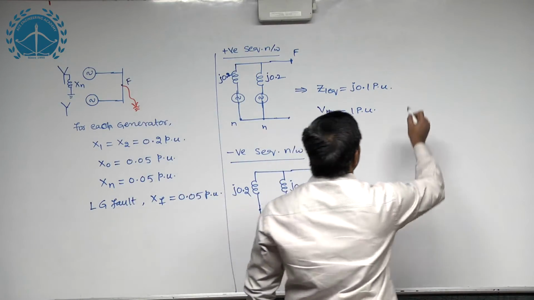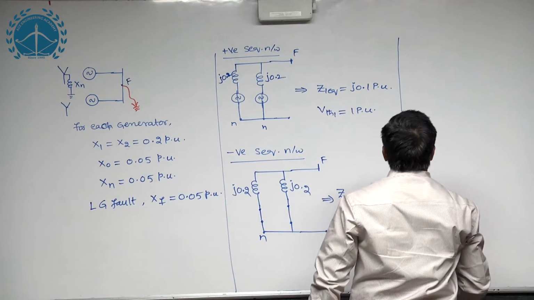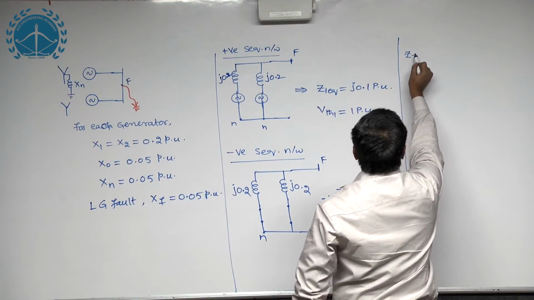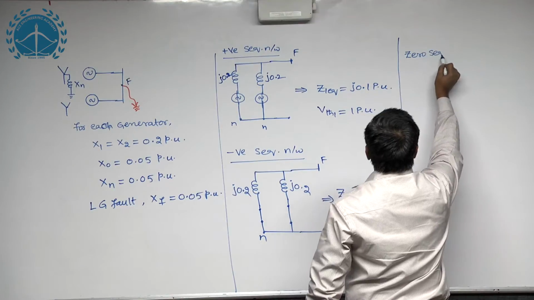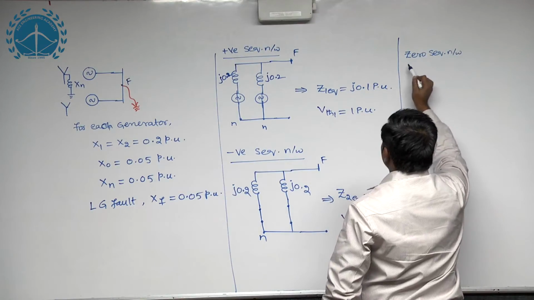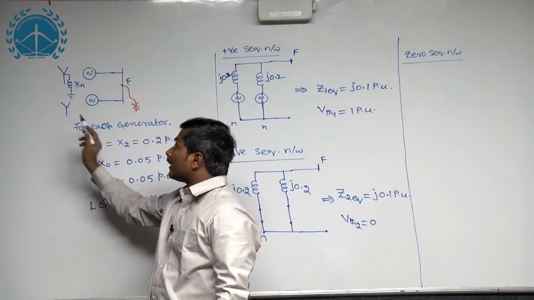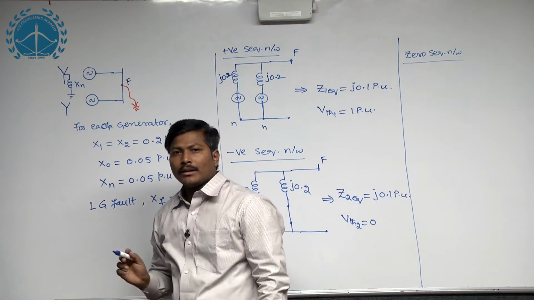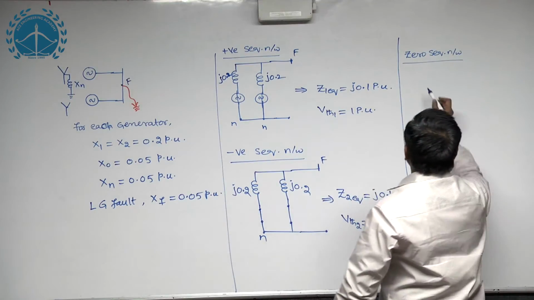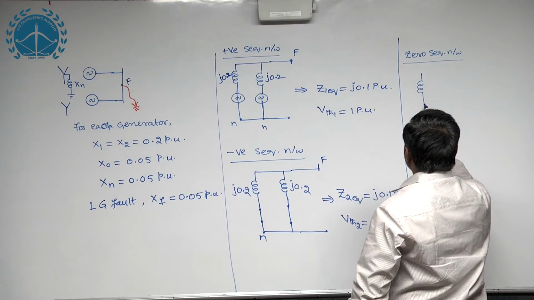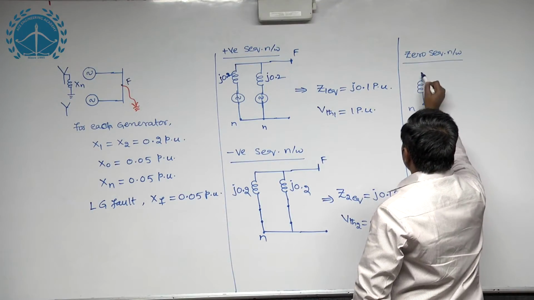Next, if you look at the zero sequence network now, this was a crucial thing you have to observe, because one of the alternators was neutral grounded, and the other alternator was isolated from the ground. So the zero sequence network is generally constructed with respect to ground up to neutral.